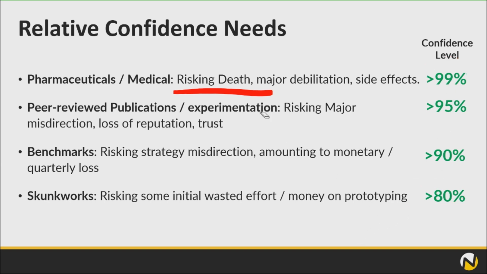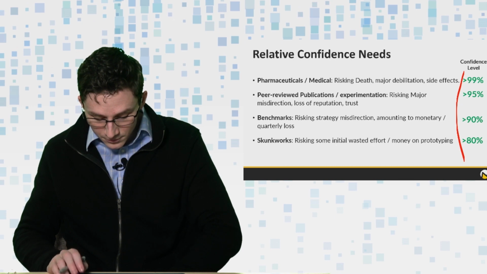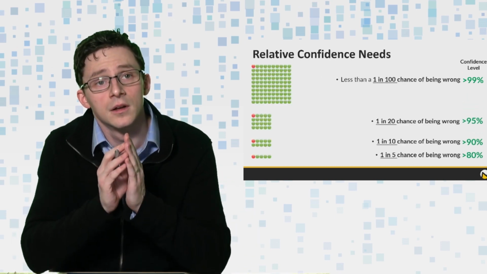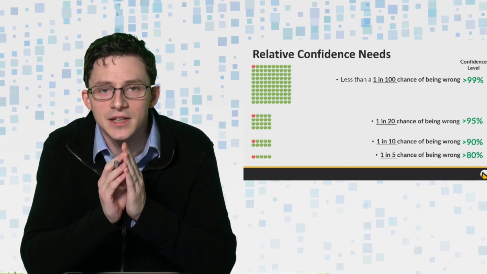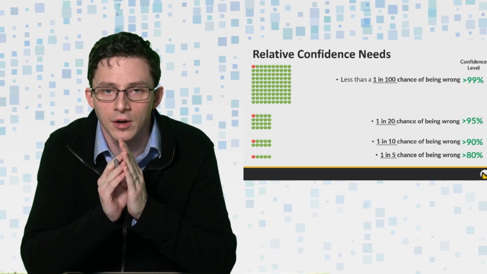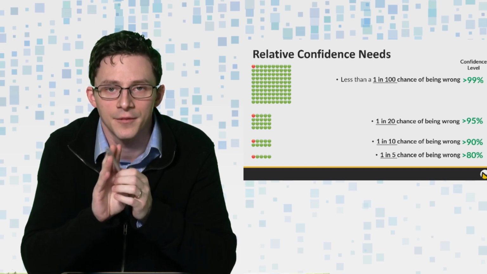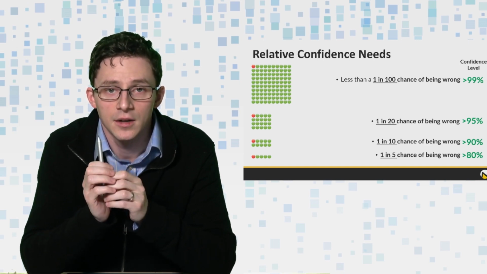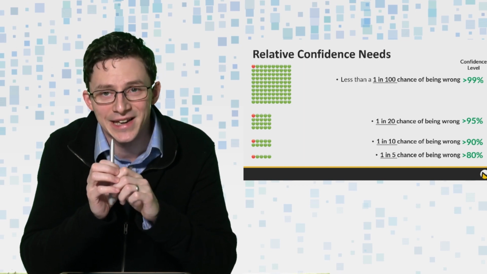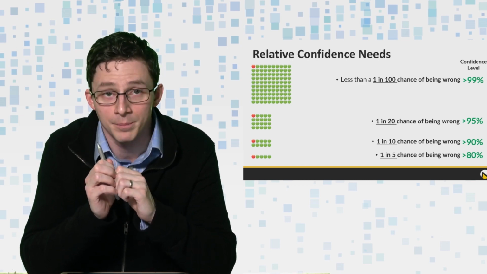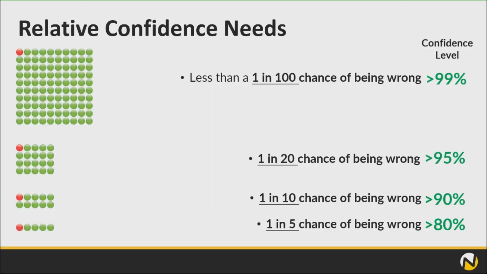Well, let me help you understand what each of these percentages really mean. You ready for this? Check it out. Less than 1 in 100 chance of being wrong. That's what 99% level of confidence means. Okay? So if you go 99.99, it gets even smaller. Man, that's pretty good. 1 in 20 is still good. You have a 1 in 20 chance of your result being wrong.